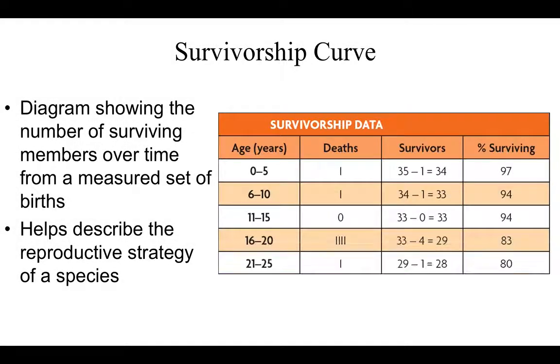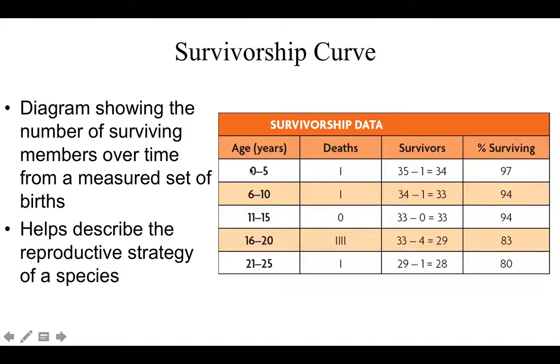So, survivorship curves. A survivorship curve is a diagram that shows the number of surviving members over time from a measured set of births. This helps to describe the reproductive strategy of a species. Here are some survivorship data.